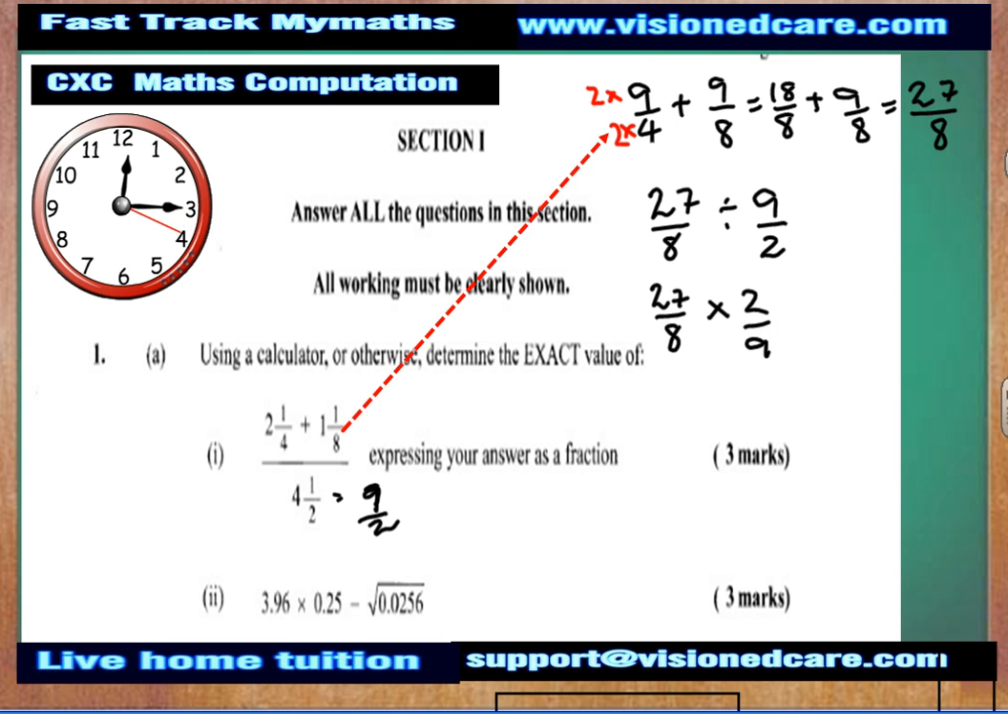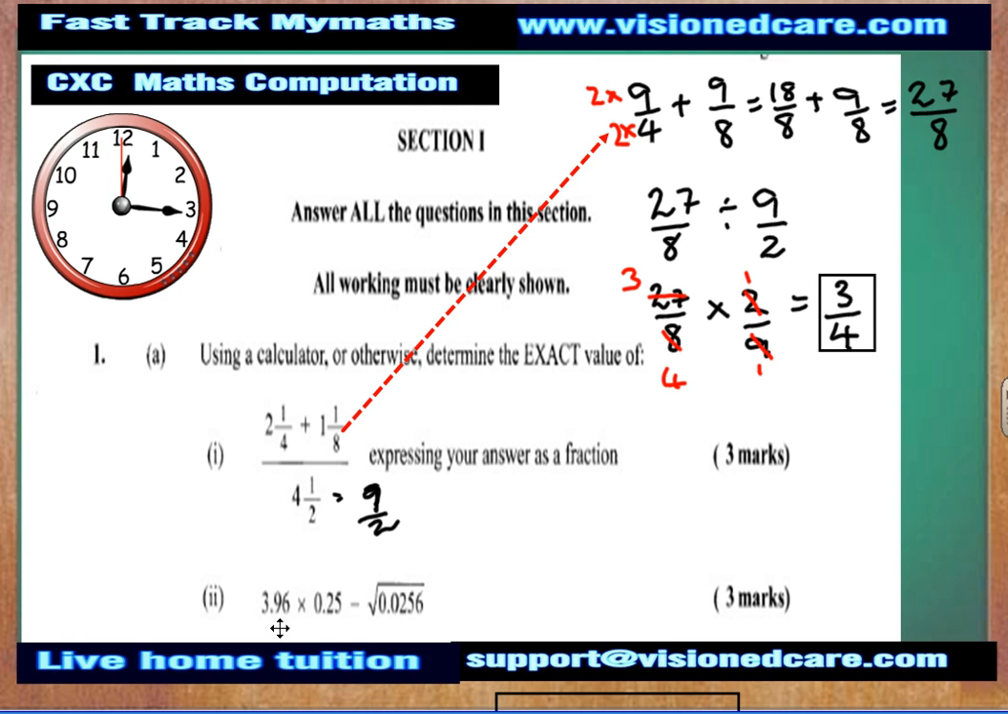Okay, and we can simplify this because 9 can go into itself 1 and into 27 goes 3. 2 can go into 8, we can half 2, that's 1, half 8, we get 4. So our answer really is 3 times 1 is going to give us 3 at the top, and 4 times 1 is going to give us 4. So our answer there is going to be 3/4, and that's the exact value.